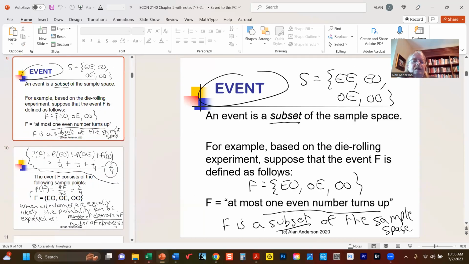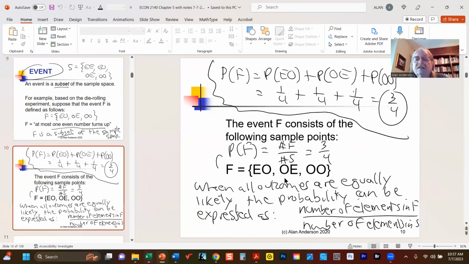By the way, I just wanted to point out that if you had another set, let's say you define the set G to be 3 evens turn up, that would not be considered an event in this case because it's not possible to have 3 even numbers when you only roll the die twice. So events are restricted to being subsets of the sample space. The probability of getting 3 evens, for example, would simply be 0.